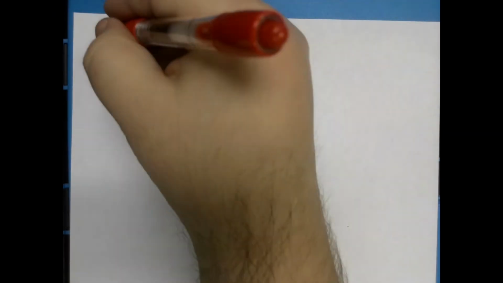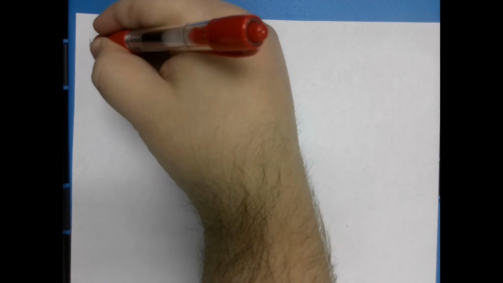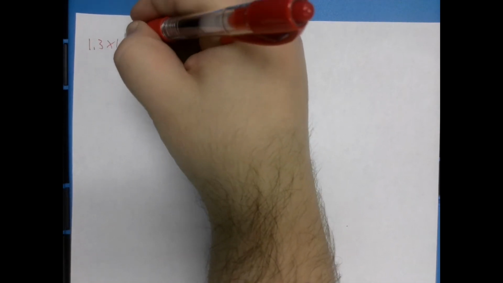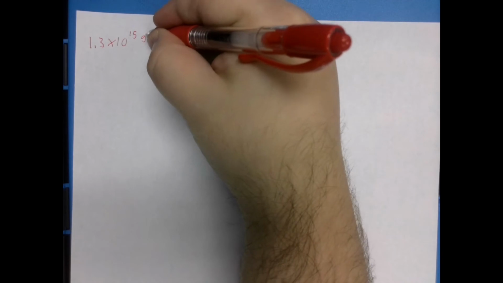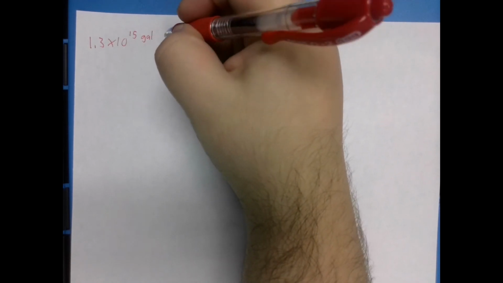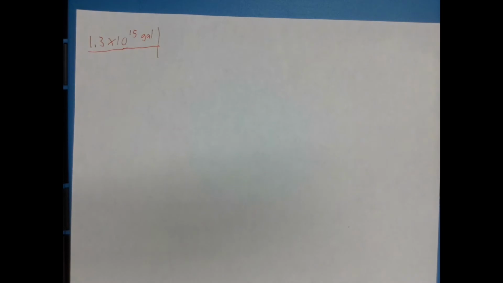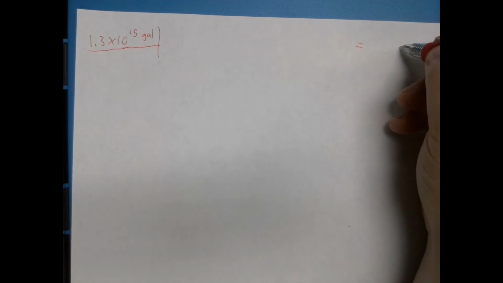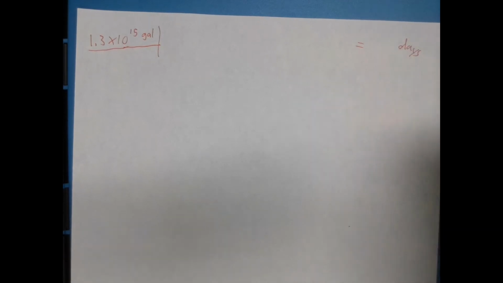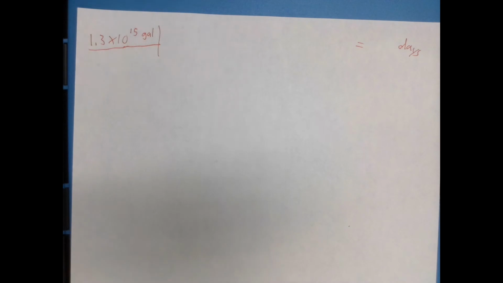So you begin by starting with a given number. Usually you don't use a ratio. You start with a non-ratio number. So we would start with 1.3 times 10 to the 15 gallons of water. And we're trying to get to how many days. We're trying to get an answer equal to days. So we need to get rid of gallons and just have days.